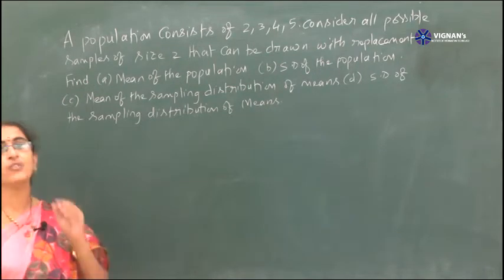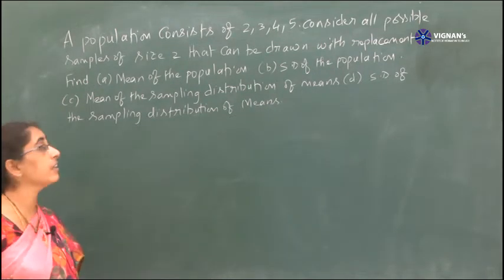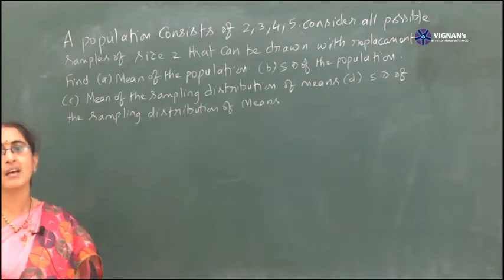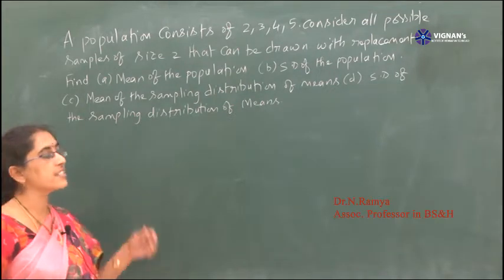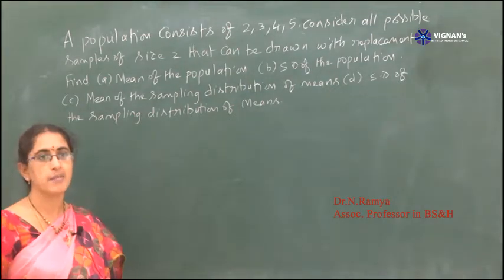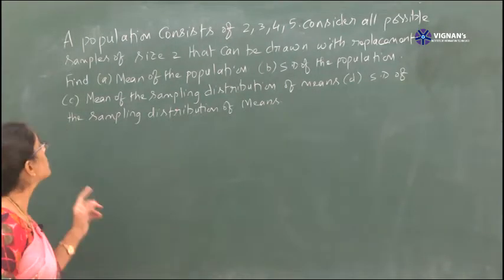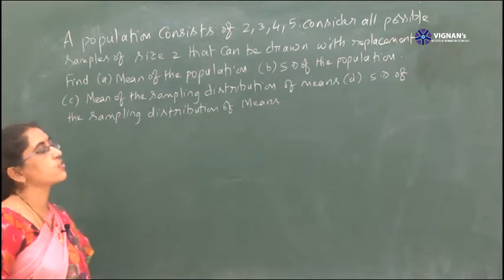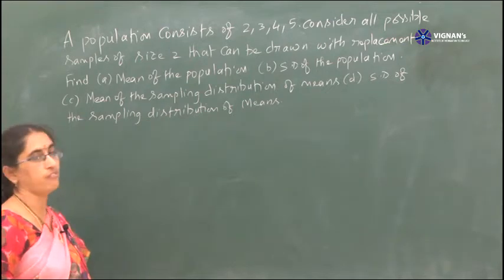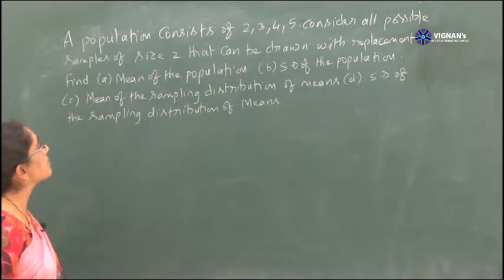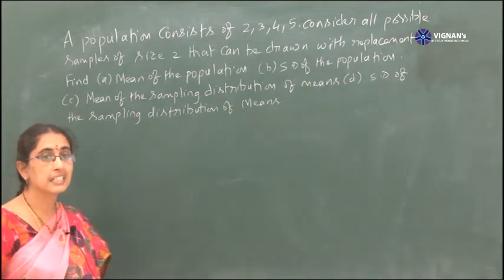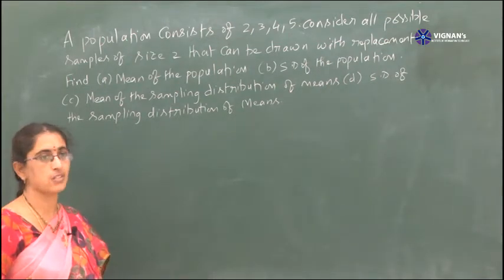So we have defined what is population, what is sample, and what are the ways of drawing a sample from the population. Now let us see the problem on simple random sampling, which is the first sampling technique of random sampling. A population consists of elements 2, 3, 4, 5. Consider all possible samples of size 2 that can be drawn with replacement.